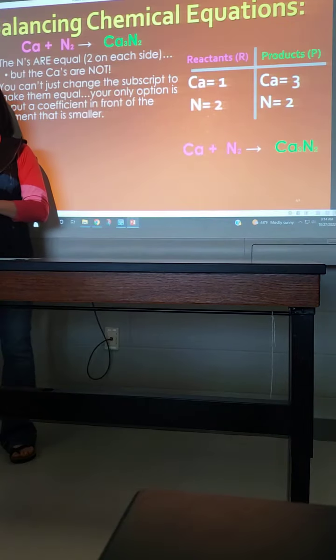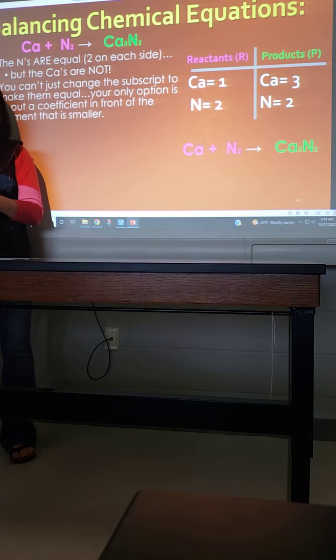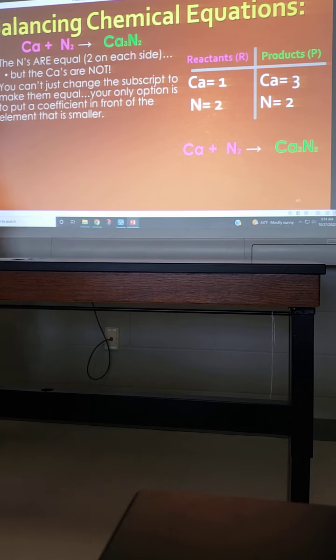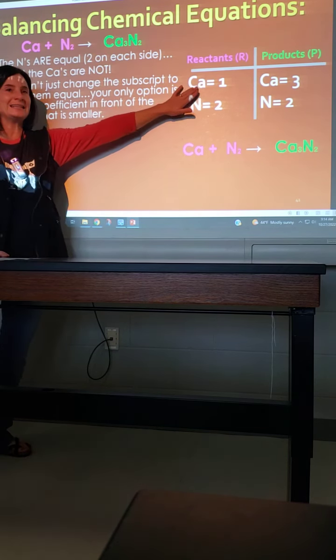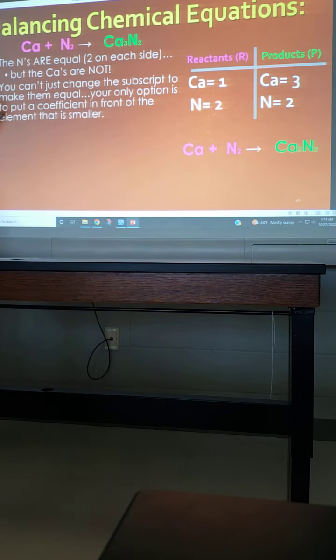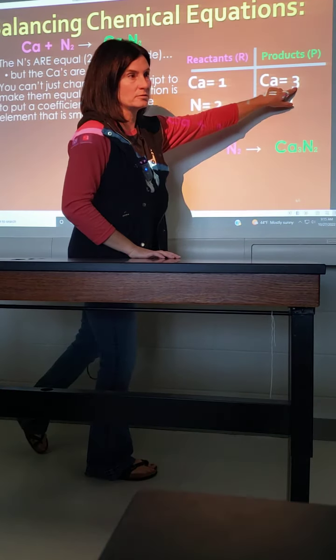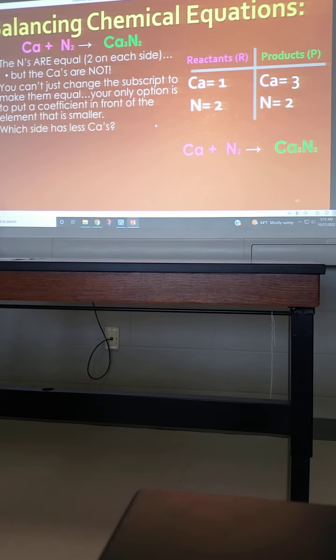Is 1 or 3 smaller? 1. Okay, what side is that? The reactant. Yep, very good. So she just told us that the reactant side for calcium is what is low. Well, here's my reactant side, and here's calcium. So all we have to do is put a coefficient in front that when we multiply it by its subscript, which is 1, we get our total over here that we're trying to reach. I think I'm probably ahead of myself. So Egypt just told us that the reactant has only 1. So that means we're going to put the coefficient in front of the Ca on the reactant side.